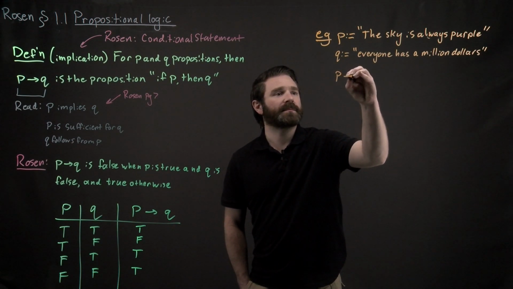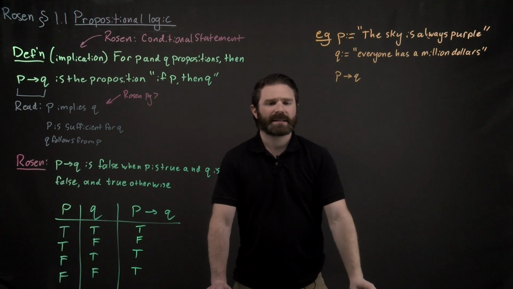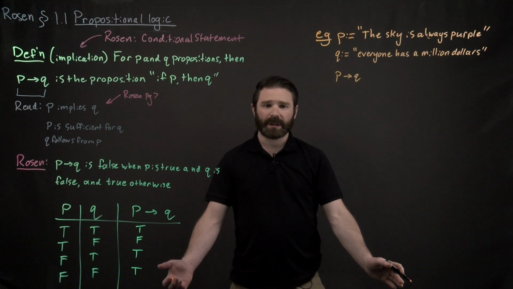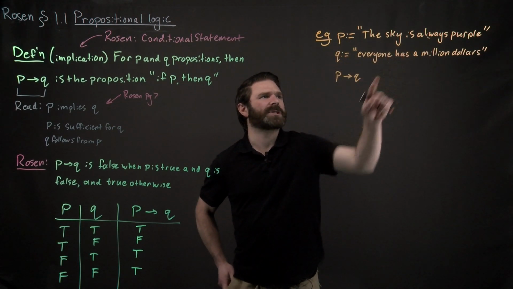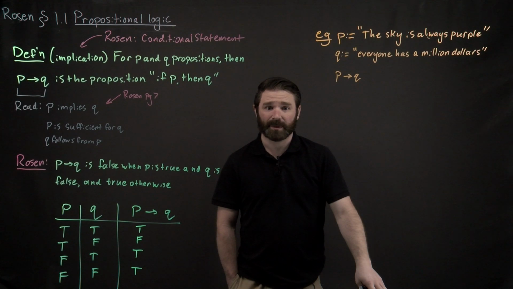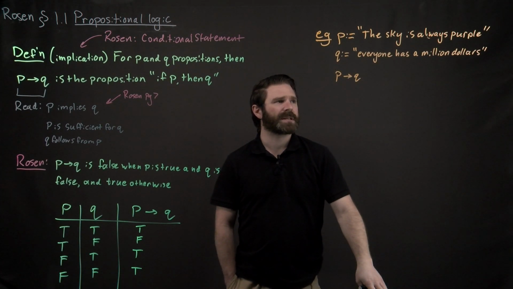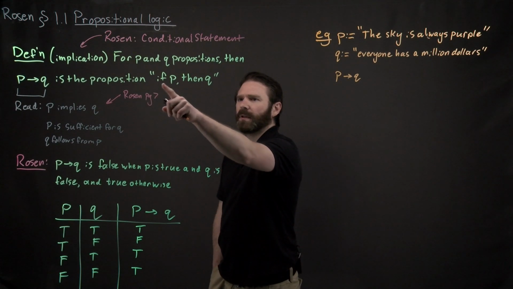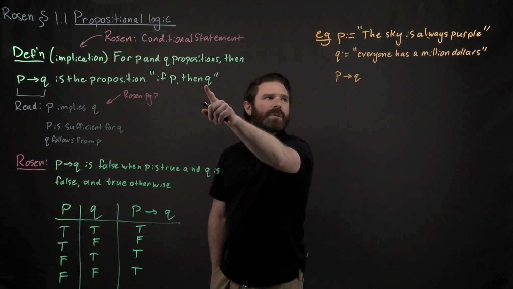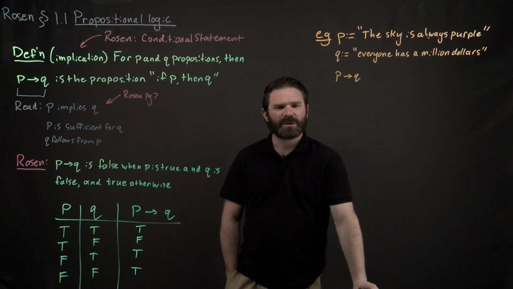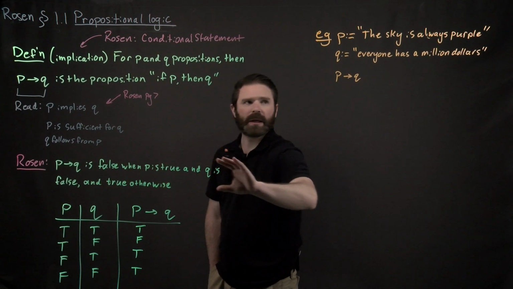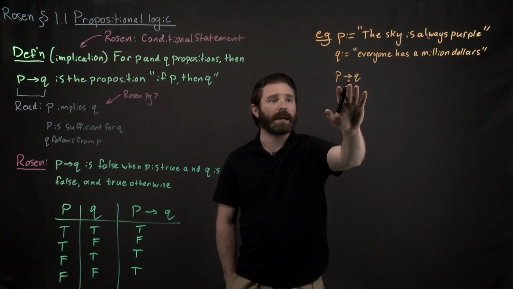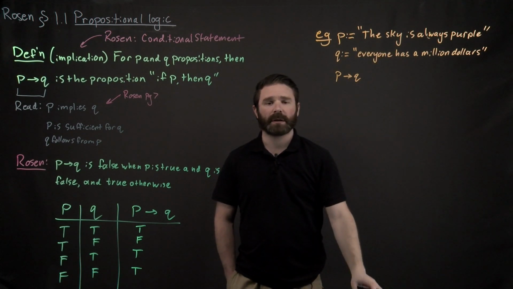So if I were to ask you, if the sky is always purple, then everyone has $1 million, is that a true statement or a false statement? We know this particular proposition is definitely false. The sky is not always purple. And this proposition, everyone has $1 million, is also false. So if the sky is always purple, then everyone has $1 million. It's not super immediate from the definition. In fact, you would have to memorize this to be able to figure out the truth value of this compound proposition P implies Q in this particular instance.